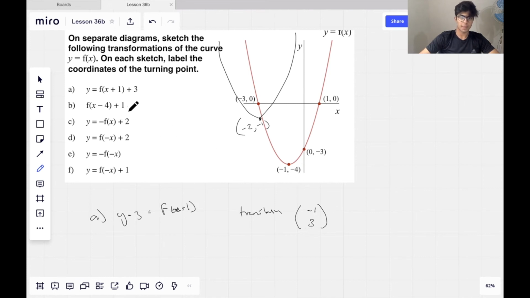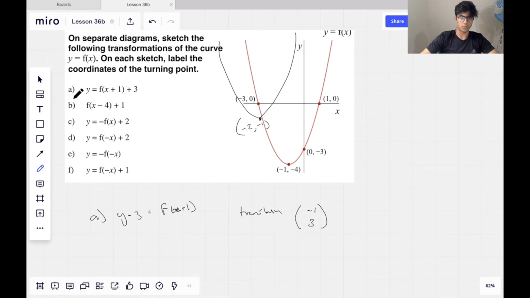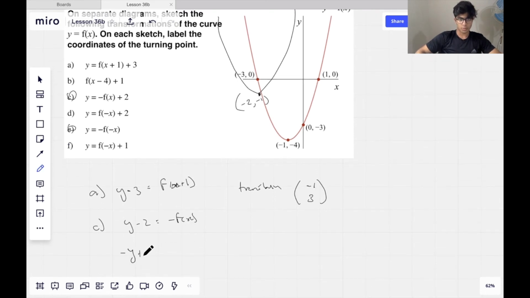I'll work through the odd ones, and if you can try to work through the evens as well, so the b, etc. So I'll do c and e as well. So c, how will this look? y equals minus f of x plus 2. Again, as I said before, let's make sure everything is either inside a bracket affecting x or outside affecting y. So for c: y minus 2 is equal to minus f of x.